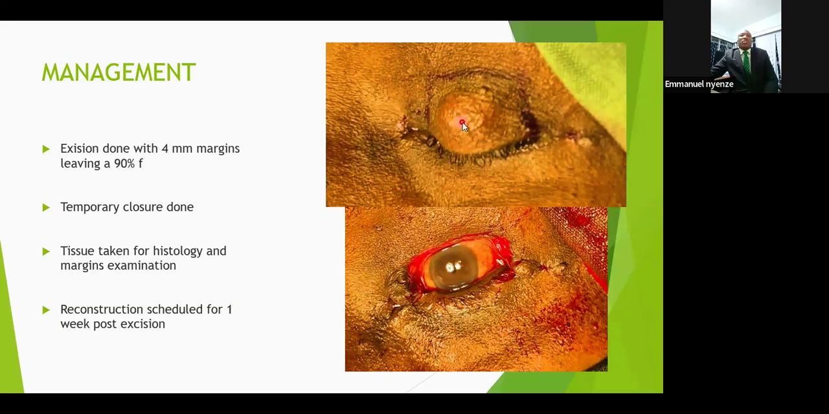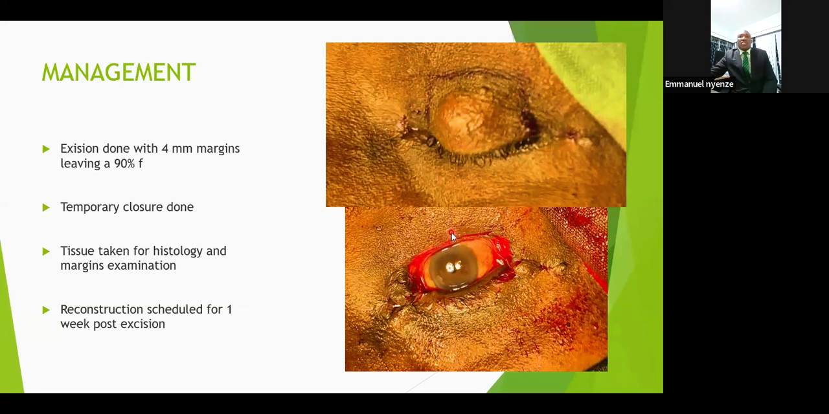Now, because you don't have Mohs microscopic surgery, what I usually do is, before I go in for surgery, I discuss with a pathologist. We send the specimen immediately to the pathologist after excision, and they start the processing. If you do that, then you can get a histology report within 4 to 5 days, and you can go in before the tissues fuse. What I do is just a temporary closure of the lesion to avoid exposure keratopathy.